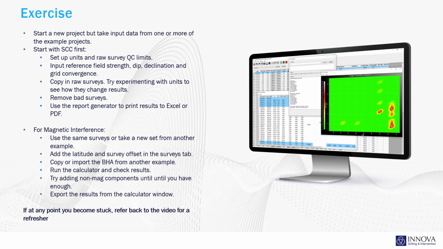And then close down the calculator and try going back to the BHA and adding some non-magnetic components, and then rerun the calculation and see if you now have enough non-magnetic material in your BHA that the calculator predicts that you don't need to perform any other correction on your BHA. Then you can export your results from the calculator window into Excel. If at any point you become stuck, refer back to the video for a refresher.